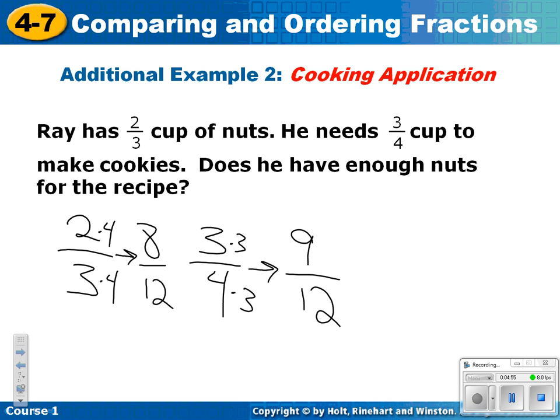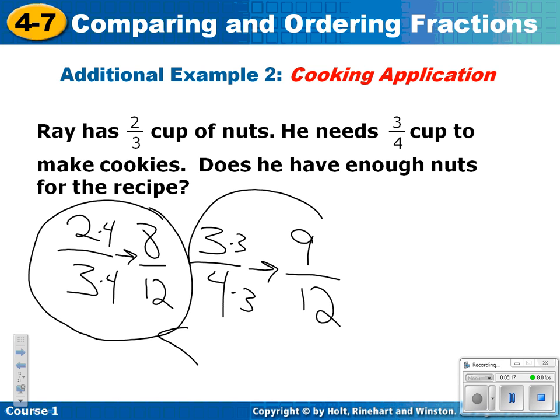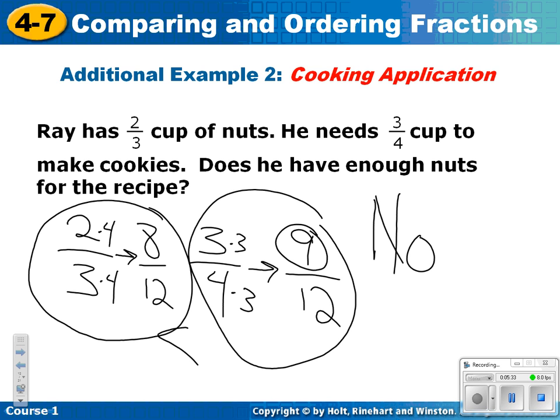So to answer our question, we're not done. Some of you are going to look at this and say, okay, this one's bigger, 3/4, and you're right, but that doesn't answer the question. Remember, our question needs to be yes or no. This is what he has. This is what he needs. Does he have enough? No, he doesn't. No. There's my answer.